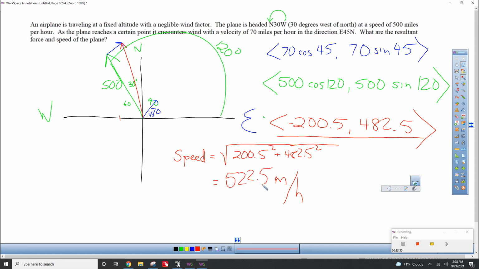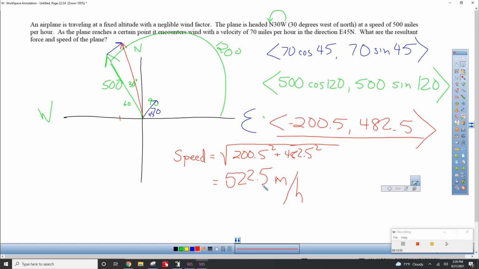How did I catch that? Well, I knew it had to be more than 500 because some of this wind is in the back. You know, some of the blue arrow is going in the direction of the green because it's going up. How much? About 22.5 miles per hour of it is.